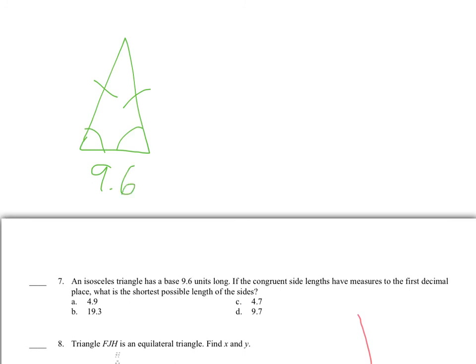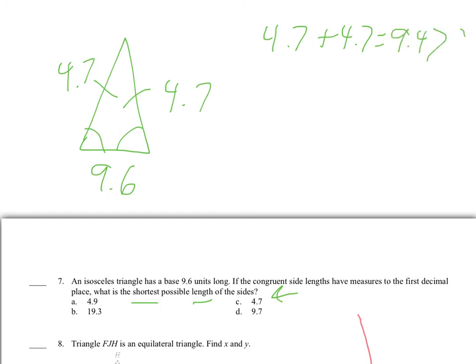Now, the question says, what is the shortest possible length of sides? Well, the shortest length would be 4.7. So what we're going to do is pretend this is 4.7 and see if that could be the case. So 4.7 plus 4.7 equals 9.4. Is that greater than 9.6? It is not, so that would not work. C would not be the shortest side possible.